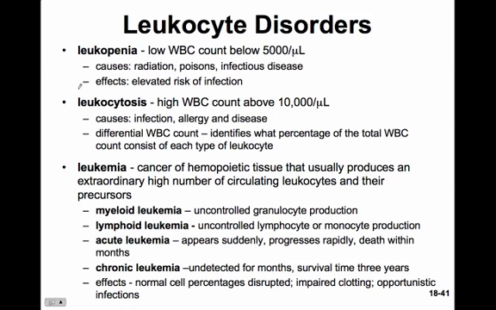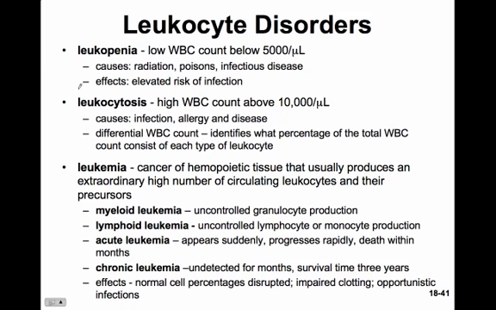Leukocytosis is when we have too high of a white blood cell count, say above 10,000 per microliter. The causes of this are infection, allergy, and disease. The differential white blood cell count can identify what percentage of total white blood cell count exists of each type of leukocyte. This can give us some insight into what's going on when someone is sick.